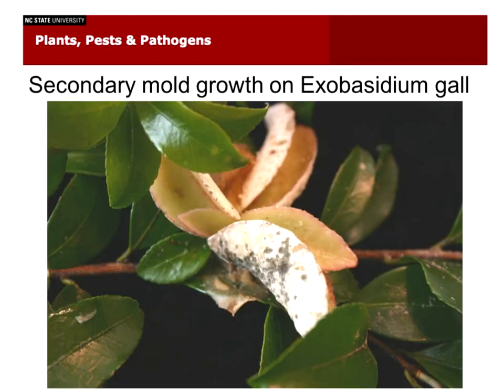Now with time, some secondary molds get on there, and you see this darkening here. But by the time you see it, the white spores of the fungus have been produced already, which is important when we talk about control, because what you need to do in these cases is simply pick off the galls before they produce their spores, and I'll say why in another moment.